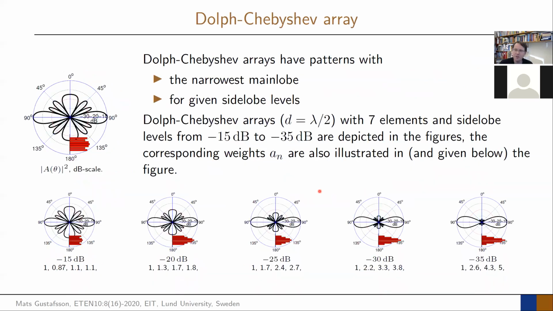Okay, so with that, before we go into this Dolph-Chebyshev, we will take a break, and then we'll continue with this one after the break. And the Dolph-Chebyshev here is the middle way between the binomial array and the uniform array. You get the best of both worlds in some ways. But let's do that after the break.